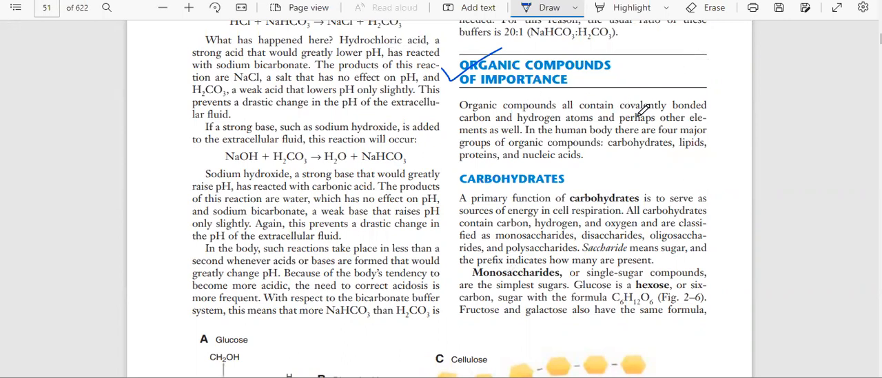So organic compounds all contain covalently bonded carbon and hydrogen atoms, and perhaps other elements as well. In the human body, there are four major groups of organic compounds: carbohydrates, lipids, proteins, and nucleic acids. So here, what this explains is that in the body, we have organic compounds.